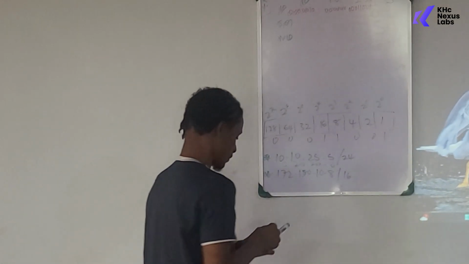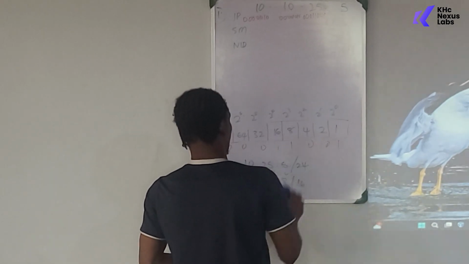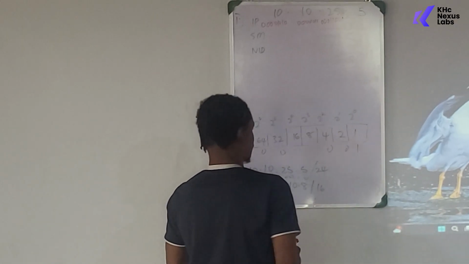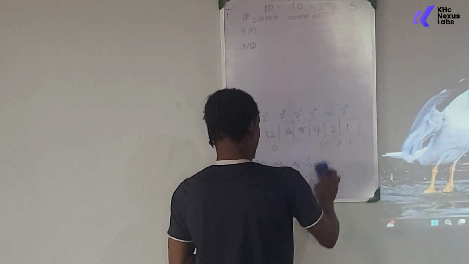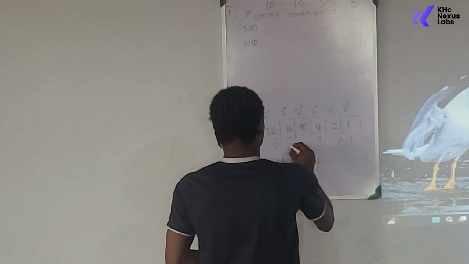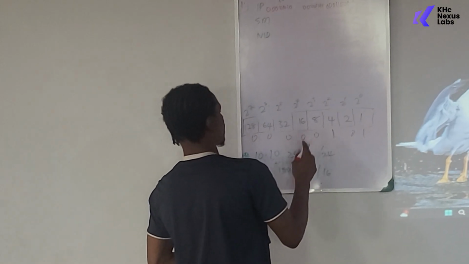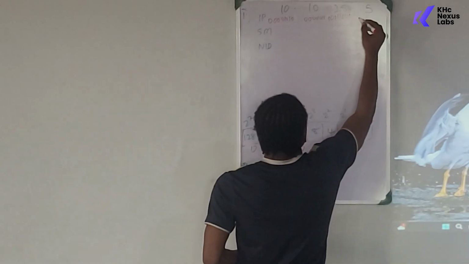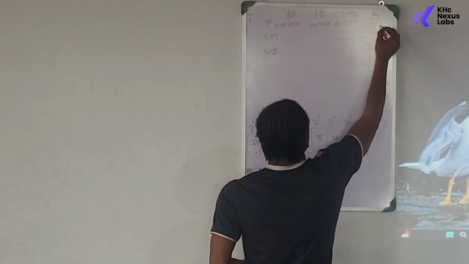And then for 5, 4 and 1, right? So we have 00000101.